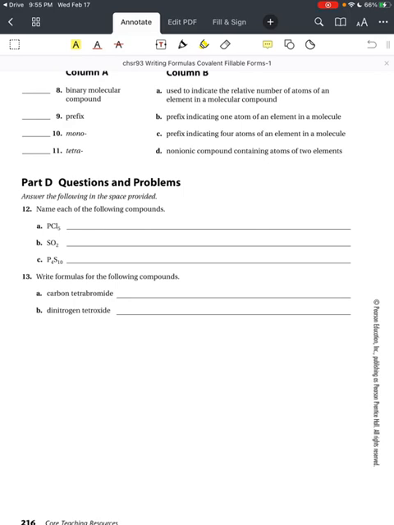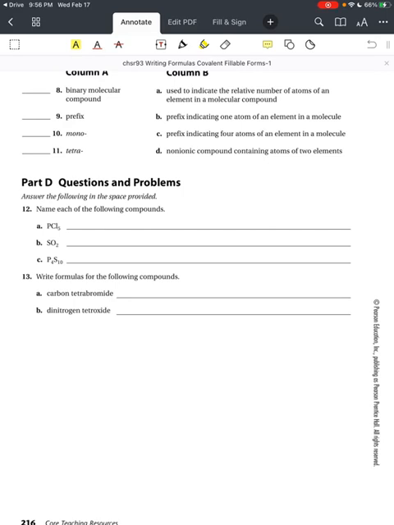And finally, 12C has P4S10. That would be tetraphosphorus decasulfide. Tetraphosphorus, as in tetrahedron, which has 4 sides, tetraphosphorus decasulfide. Deca, like in the term decade, which is 10 years. Deca means 10. So tetraphosphorus decasulfide for 12C.